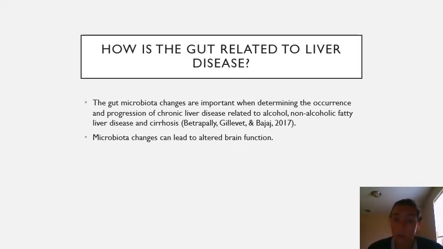A lot of the studies that have been done on these liver diseases are done on both humans and animals, and they have been done by testing the stool, the colonic mucosa, and also saliva. Microbiota changes can also lead to altered brain function, which the gut-brain axis is the potential target for the risk of alcoholic relapse.